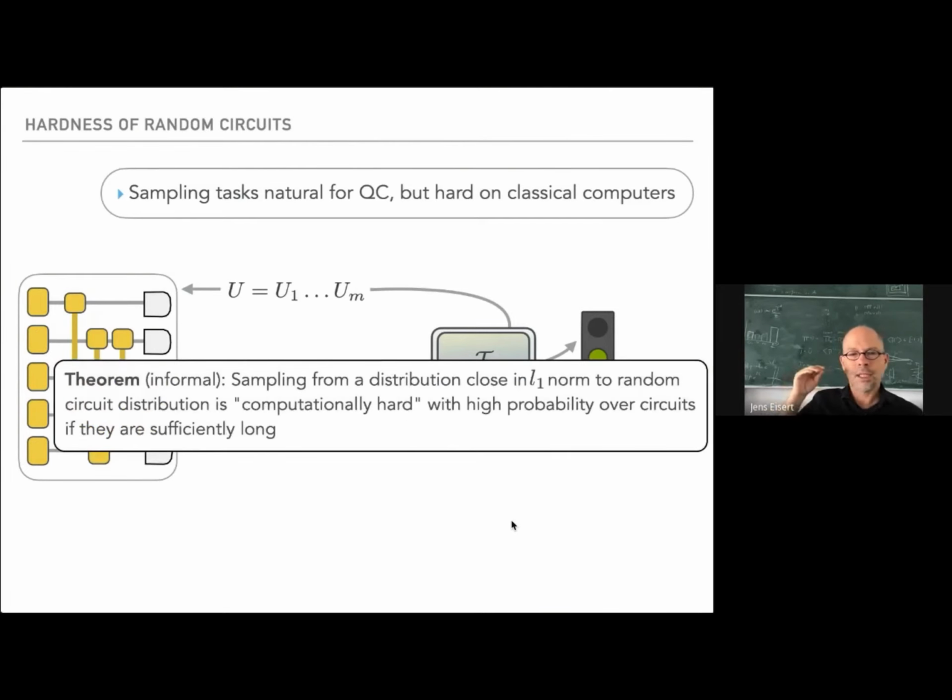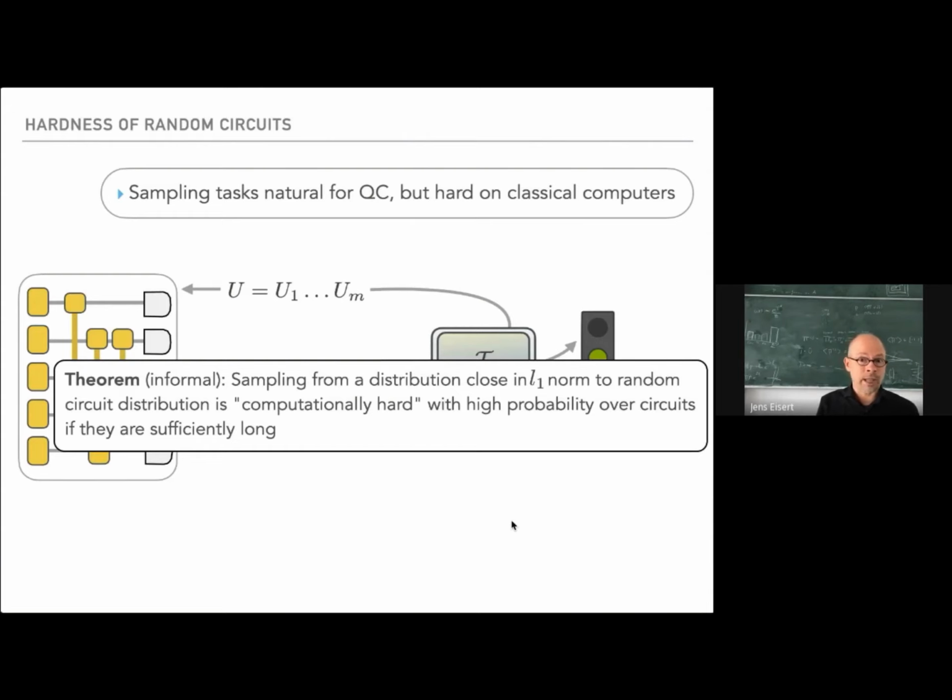The upshot is that you can realize such experiments of IQP circuits, random circuit sampling, boson sampling in the lab, but sampling from a distribution that's close to this one that you get in this fashion, more precisely in the L1 norm, so in the total variation distance, is computationally hard with high probability over the circuits if they're sufficiently long. So for boson sampling, you would have to scale the number of modes appropriately with the number of photons coming in, and you pick the circuit Haar-random, and then it's hard in the sense that you would get a collapse of the polynomial hierarchy to the third level if you found a classical simulation algorithm that approximates that distribution up to a constant error in the total variation distance.